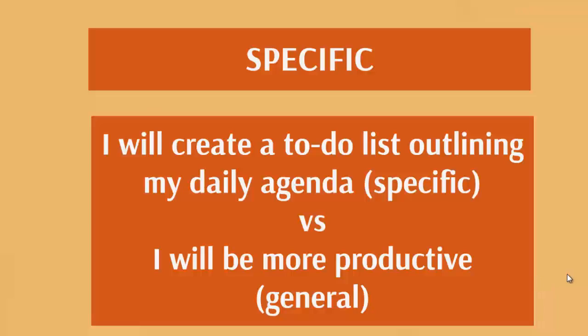So rather than thinking, I'm going to be more productive today, think, I'm going to create a to-do list outlining my daily agenda. Rather than being general, because general doesn't really help us accomplish anything. In fact, it delays us and prevents us from accomplishing our tasks. And then we want to think specific. So as you are going through your whole to-do list, think specific.